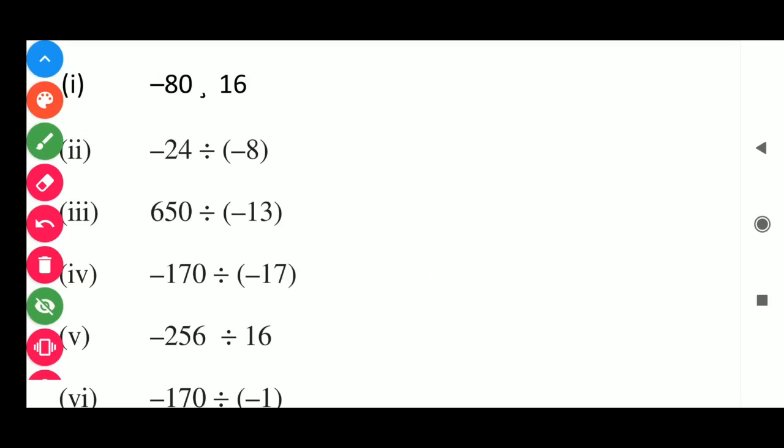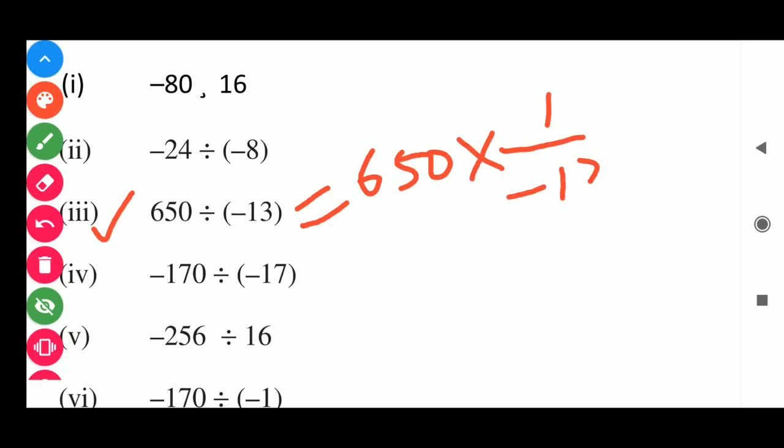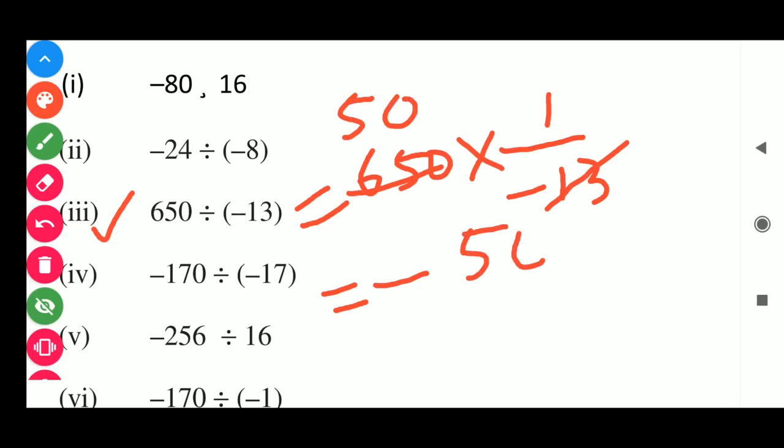Now come to the third question. So how can we solve this? It is equal to 650 divided by minus 13, converted into 650 into 1 upon minus 13. Whenever plus is divided by minus, it becomes minus. And 13 fives are 65, and the 0 is here. So it is minus 50, and that is your answer.